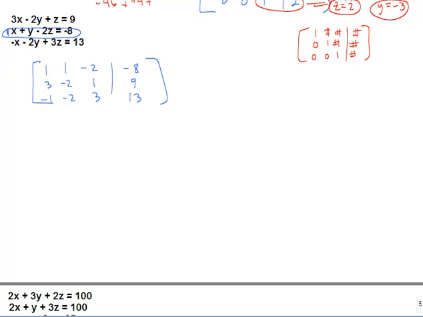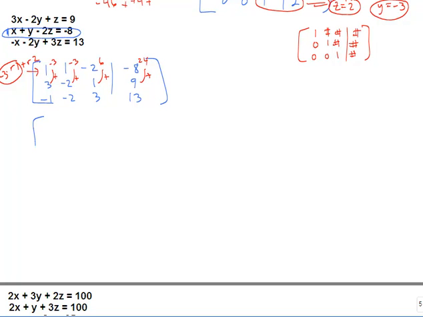In order to get rid of that 3 and make it a 0, we're just going to take row 1 times minus 3 and add that to row 2. So if we do the multiplication first, 1 times negative 3 is negative 3, another negative 3, negative 2 times negative 3 is 6, and negative 8 times negative 3 is positive 24. We're going to add that to row 2.